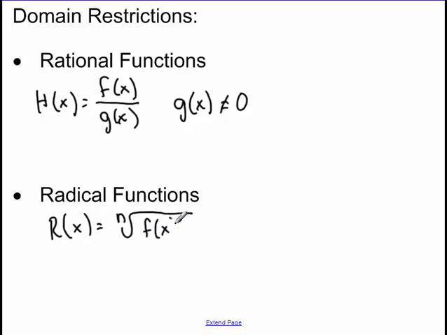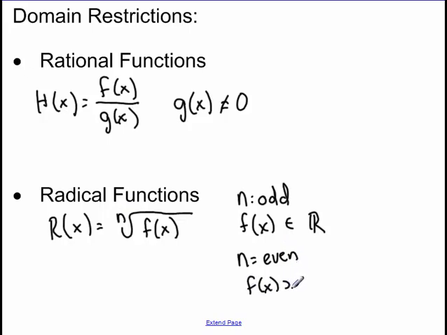The second is radical functions, which happen when you have f of x underneath some radical. And it all depends on if n is even or if n is odd. If n is odd, f of x can exist in the real number solutions. So I can have any real number in there for my function because I can cube root a positive number or a negative number. But if the root that you're taking is even, then that function must be greater than or equal to 0.